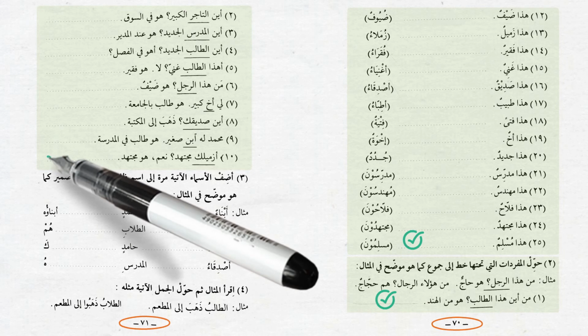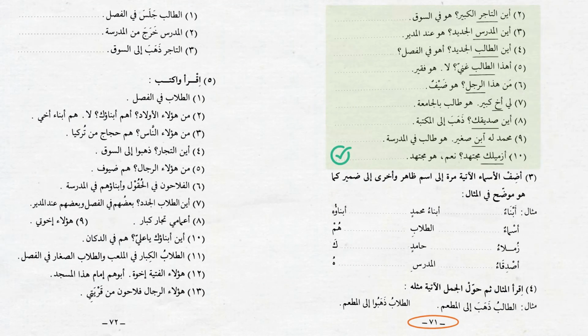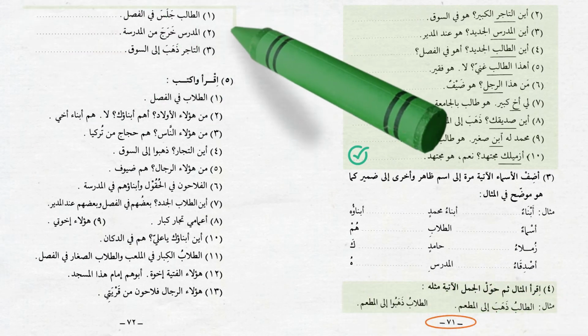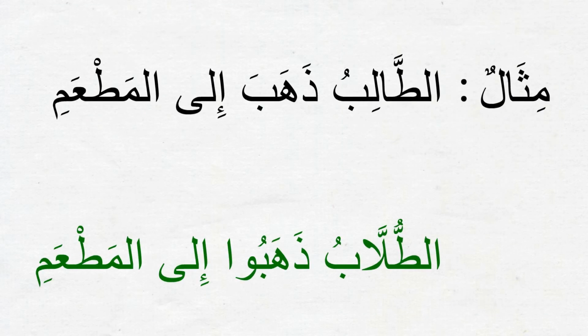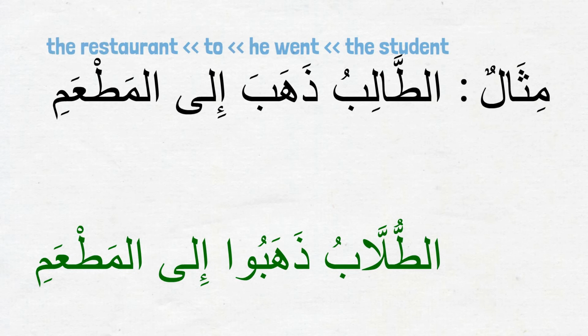Okay, we are done with this exercise. Let's jump to exercise 4 on pages 71 and 72 and practice a bit more with the new form of the verb that we just learned for third person جمع المذكر. The مثال example is الطالب ذهب إلى المطعم. We can translate the general meaning of this sentence as the student went to the restaurant. But literally, the translation would be the student, he went to the restaurant.